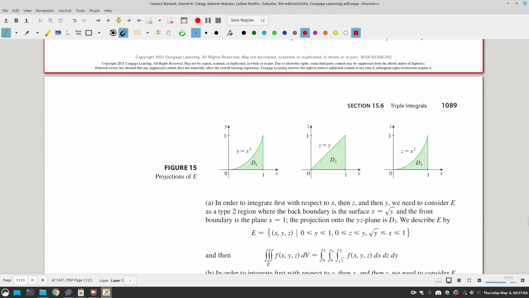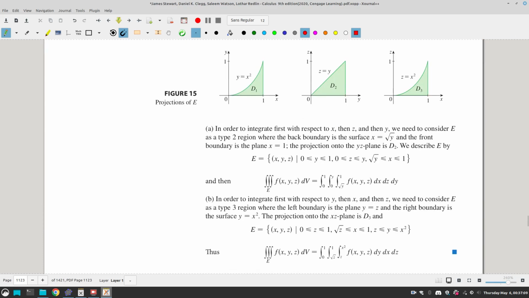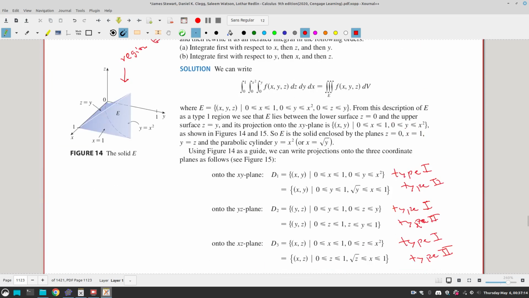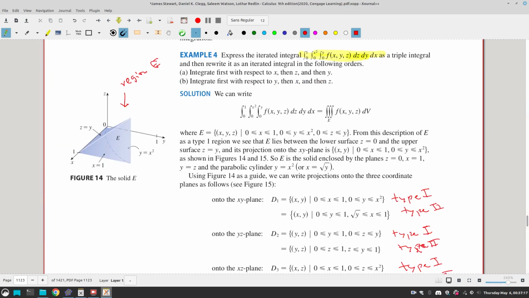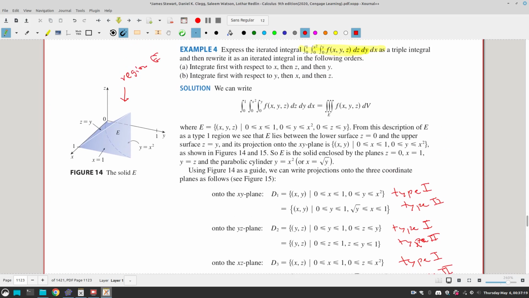Is it alright? So once we look at the projection, in order to integrate first with respect to x, we want to do this integration, f(x, y, z), first with respect to x, then with respect to z, then with respect to y.